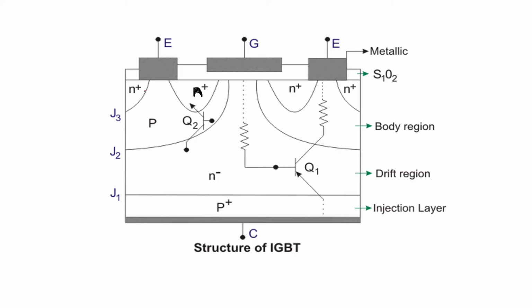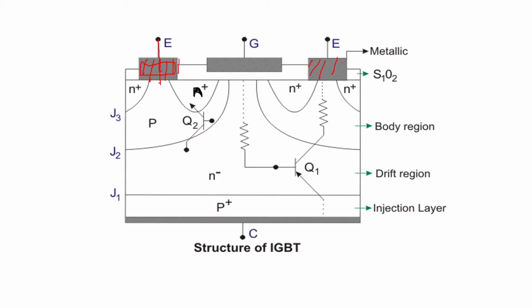Clear? Then if you see the structure of IGBT, you can see that here you are having metallic conducting. This is full metal here. This is the metal which is directly connected to an emitter point, and that is directly connected to the semiconductor point here. This is N plus, this is P, this is N plus. Even here you can see the same thing.